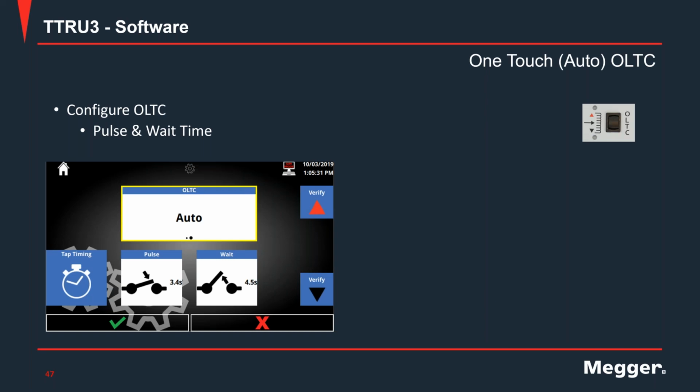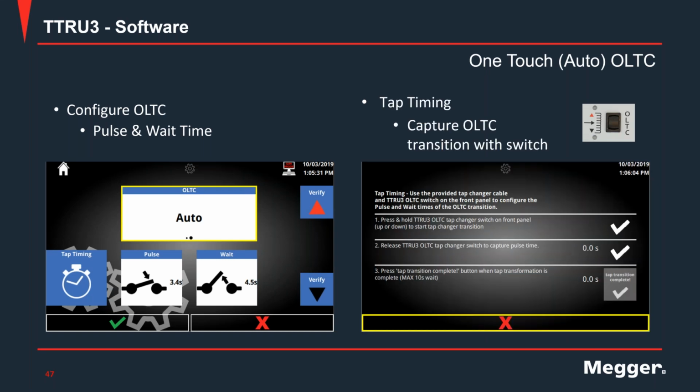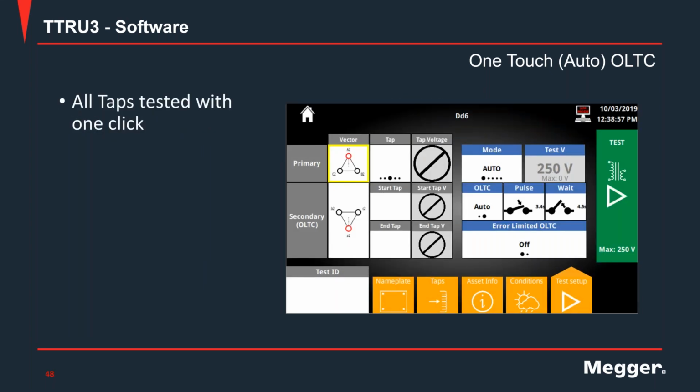But as you see, I have another big button on the left that says tap timing. So you can use the switch to make the instrument learn the timing of the tap changer you're testing. And once you have that setting configured, the timing of the tap, then you go to your test plan and select OLTC as auto. So that means one touch testing.